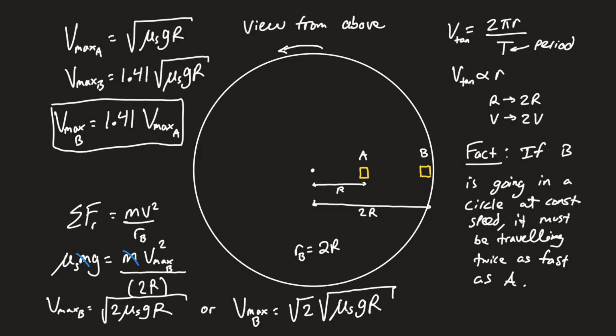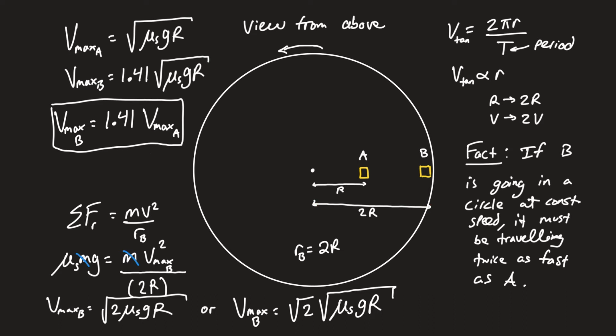All right, so you can see up in the top part of the video, I've outlined a few things. I rewrote the maximum speed that you can have at location A, so root mu_s g capital R. Because we're writing everything in the same variables, that's why we had capital R here and 2 times capital R there. That allows us to compare things.